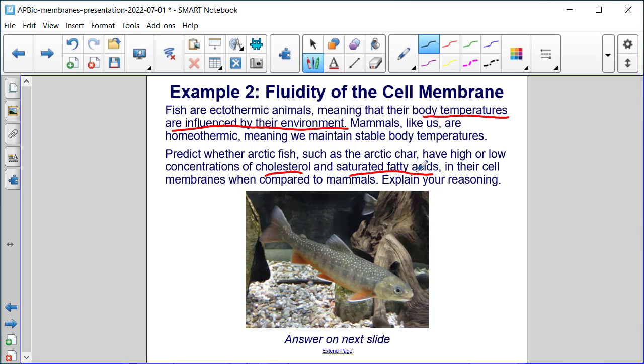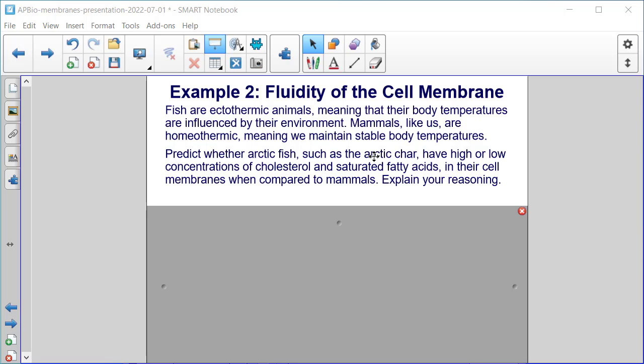Explain your reasoning. Okay, so these Arctic char obviously live at very cold temperatures, okay? And the temperature inside the fish is influenced by the low temperatures that they live in. And so we need to figure out what cholesterol would do in a cell membrane and what saturated fatty acids would do in a cell membrane at low temperature. So remember that cholesterol increases fluidity at low temperature. And saturated fatty acids are solids at room temperature, so even lower temperatures than room temperature would still be solids, okay?